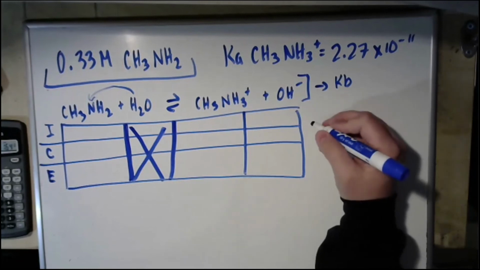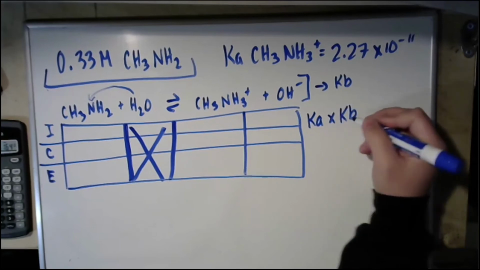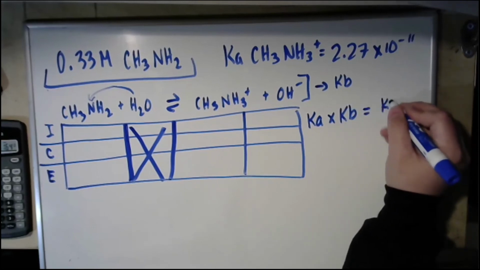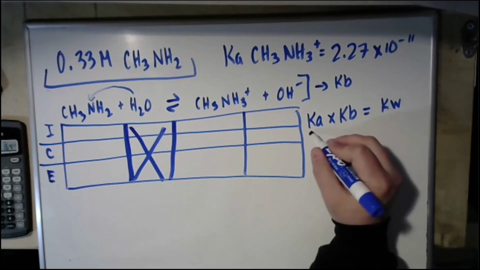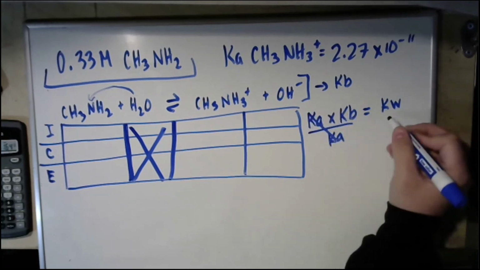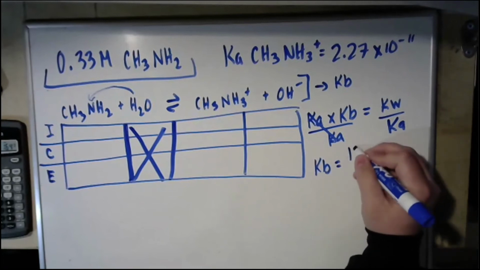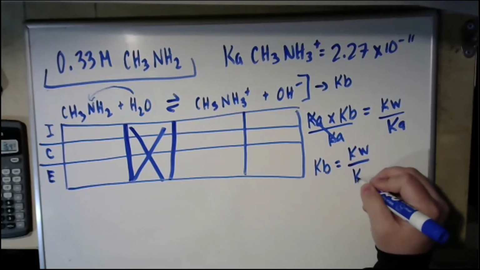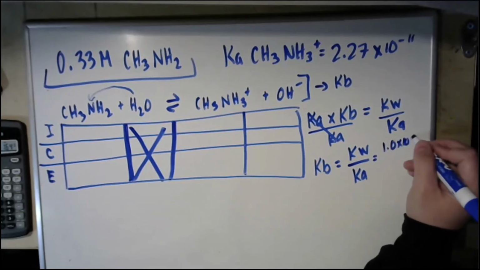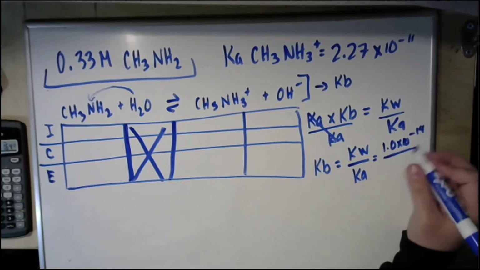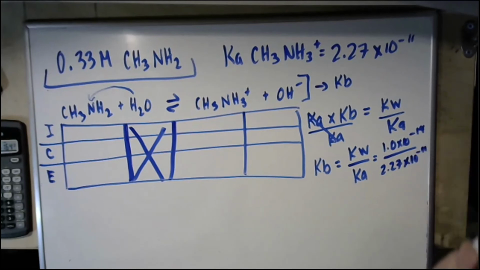Okay, so one of the relationships that we talked about before was the fact that we can relate Ka and Kb to one another via Kw. So if I want to find the Kb value, divide both sides by Ka. So my Kb value is going to be Kw divided by Ka. Or 1 times 10 to the negative 14 divided by 2.27 times 10 to the negative 11.